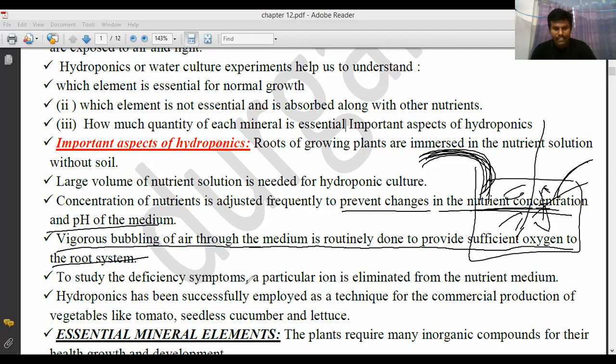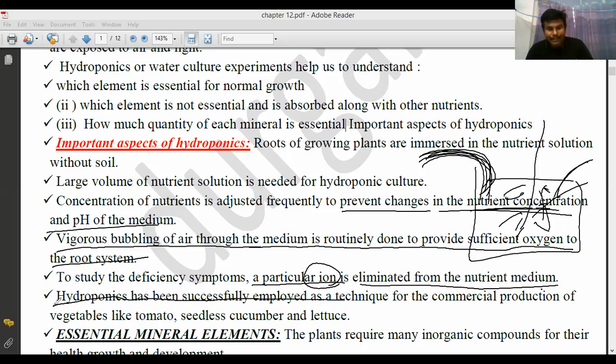To study the deficiency symptoms, a particular ion is eliminated from the nutrient medium. To study what kind of deficiency symptoms are faced by the plant, a particular ion is purposely removed and the plant is observed to see how it grows. After that, that particular ion is added again, and they observe the plant again to study the plant growth in such a way.